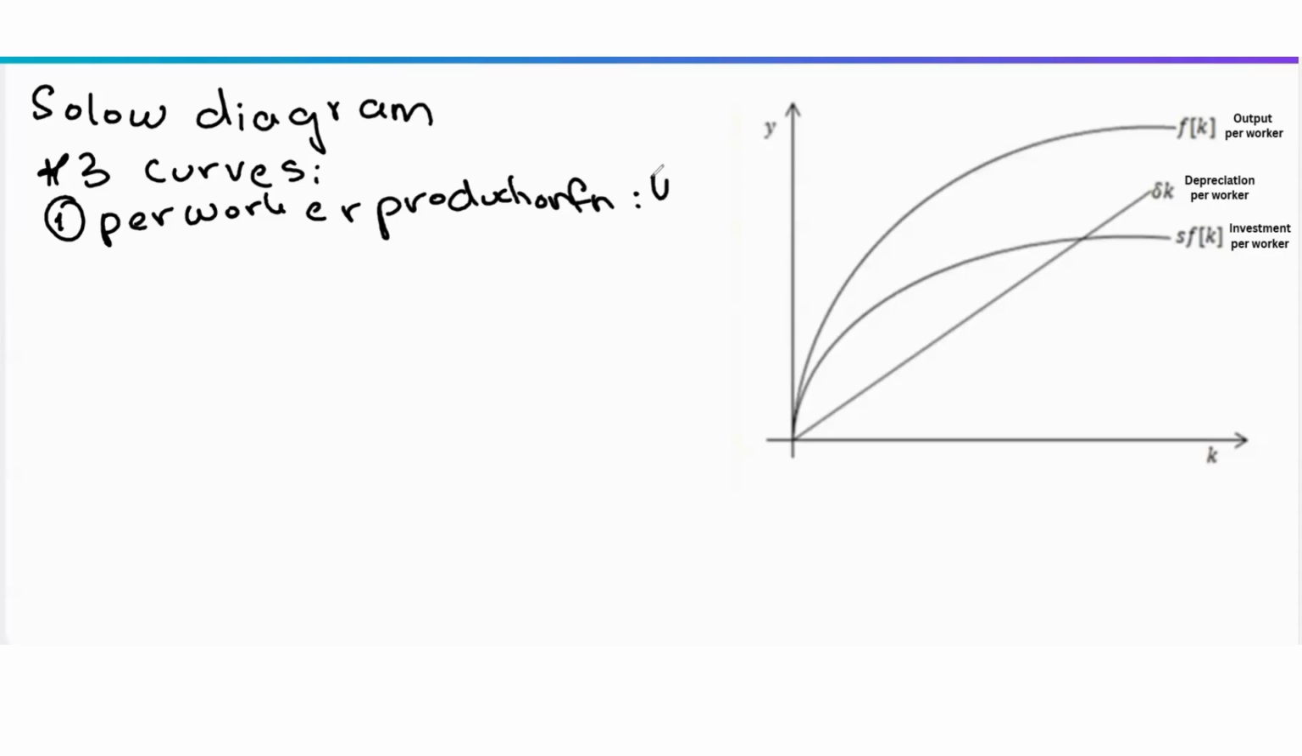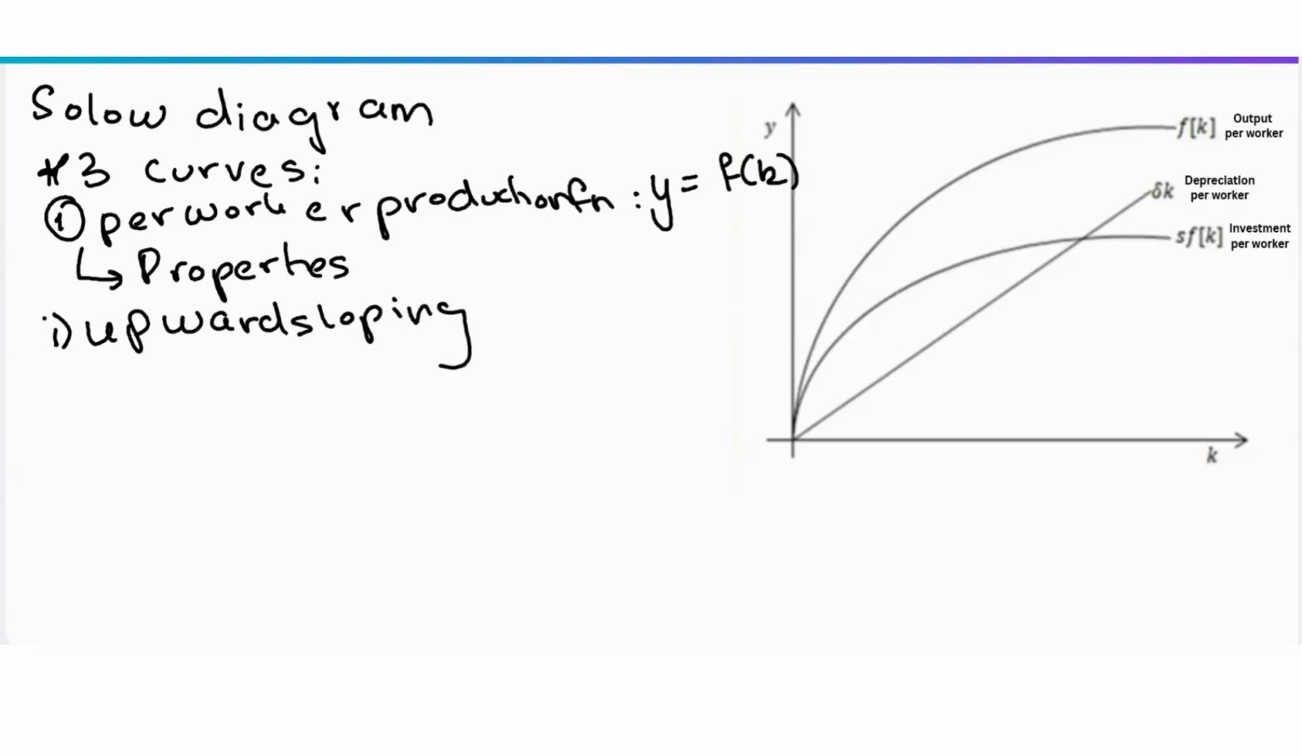y is equal to f(k), where small y represents output per worker and small k represents capital per worker. Let's first discuss the properties of the per worker production function, the output per worker one. The first property that we can see is that it is upward sloping.